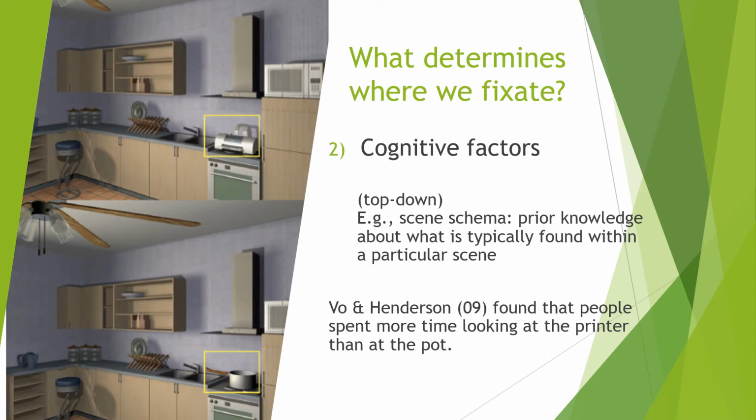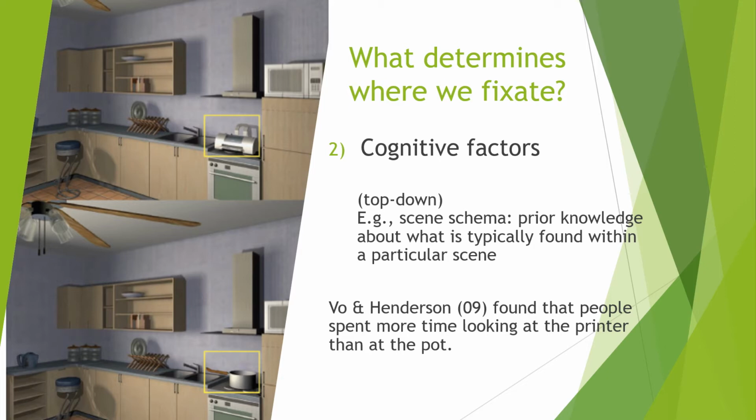Another thing that determines where we fixate is cognitive factors. And now we're talking about a more top-down influence, right, of what our experience is and what our background knowledge and cognition tells us about scenes. So for example, a good example is a scene schema. Our prior knowledge about what is typically found within a particular scene can influence where we fixate and where we spend time fixating. And this is just one example of, there's been lots of research in this area.